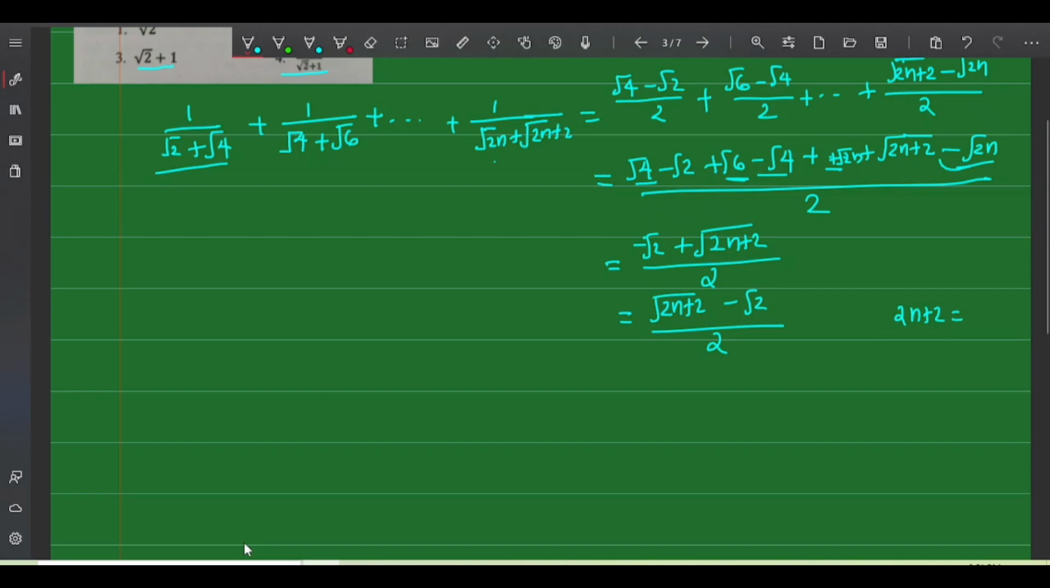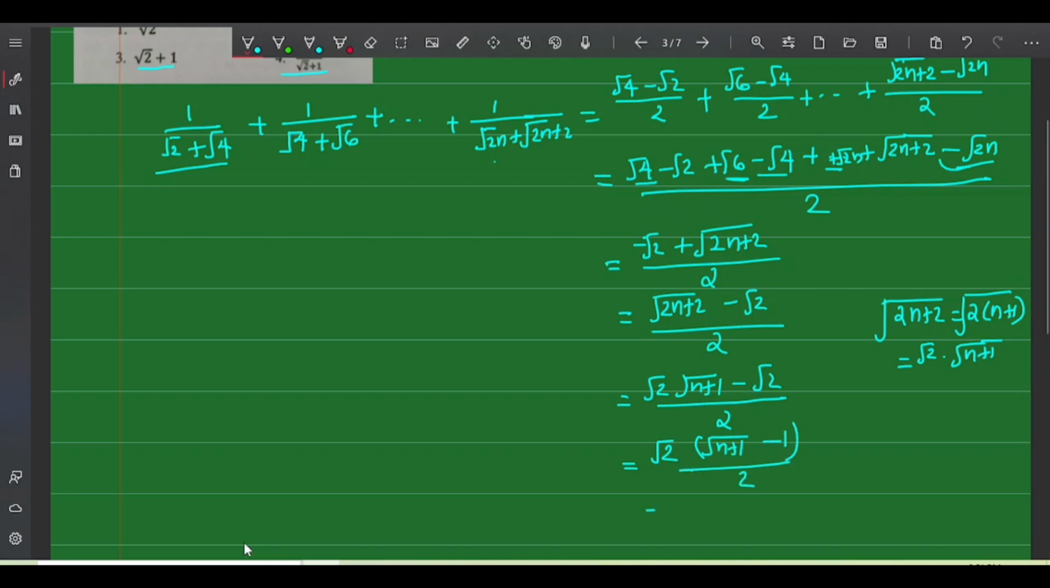Here 2n plus 2 is equal to 2 into (n plus 1). So root (2n plus 2) is equal to root of 2 into (n plus 1), which is equal to root 2 into root (n plus 1). Okay, so it is equal to (root 2 into root (n plus 1) minus root 2) by 2, and here we have root 2 in common, so root 2 into (root (n plus 1) minus 1) by 2. It's equal to 1 by root 2 into (root (n plus 1) minus 1).